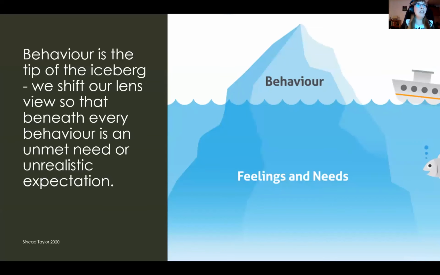So, a tiny little recap from last week. It was all about supporting a child that has behaviours that challenge and what to do to help a child who is anxious or in distress. I think the main takeaway from last week was that behaviour is the tip of the iceberg. As parents and carers and as adults in general, we need to shift our lens view so that beneath every behaviour is an unmet need or an unrealistic expectation on behalf of the adult in the situation.